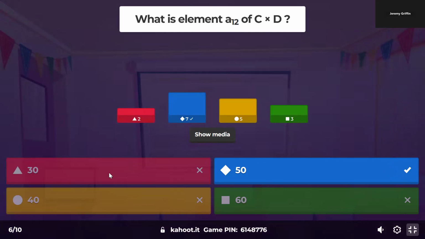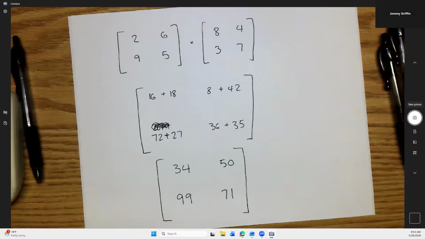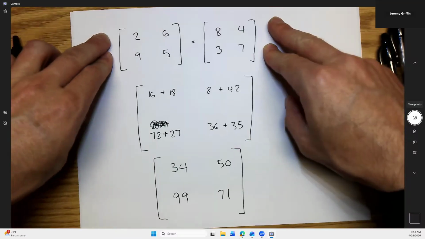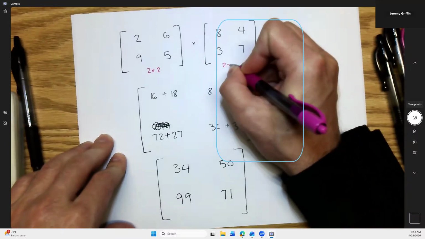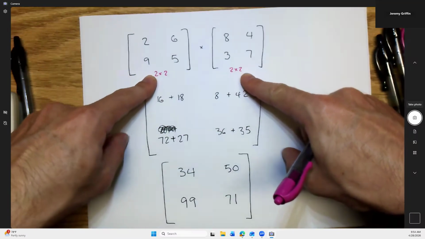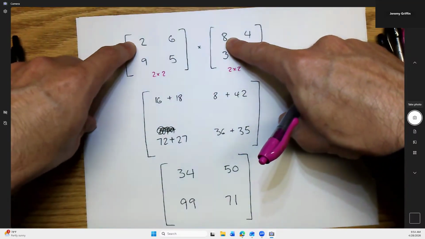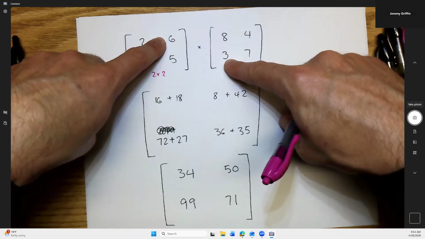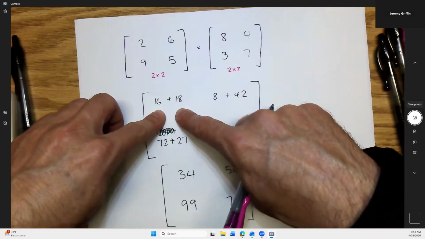All right, so check this out. We're looking at that matrix cross that matrix. Okay, so this is a 2 by 2. This is a 2 by 2. So if we can multiply them, the resulting matrix is also going to be a 2 by 2. Okay, so I got 2 times 8 plus 6 times 3. So there's my 16 and 18 for my first element.